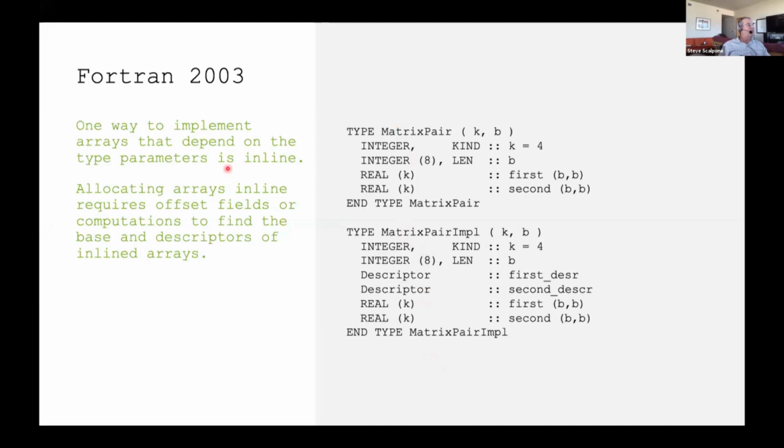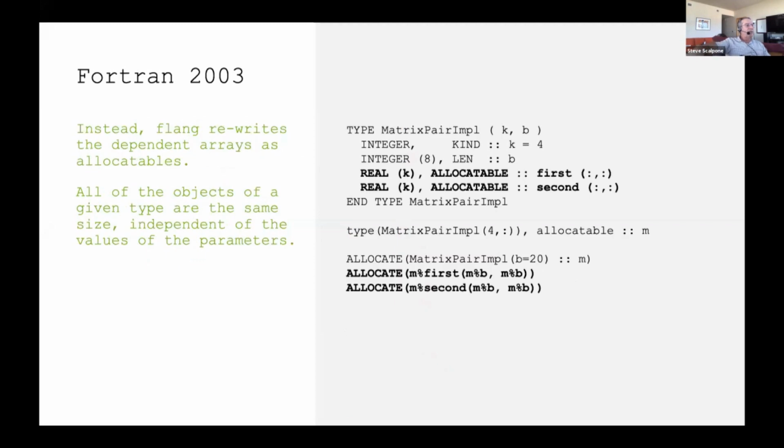So what we decided to do instead in Flang is to convert those to allocatables. And so it's in the source, it's behind the scenes. And when you create an object of matrix pair, behind the scenes, it's going to allocate the 2 matrices as separate allocations and then manage those in the compiler. It's pretty straightforward.